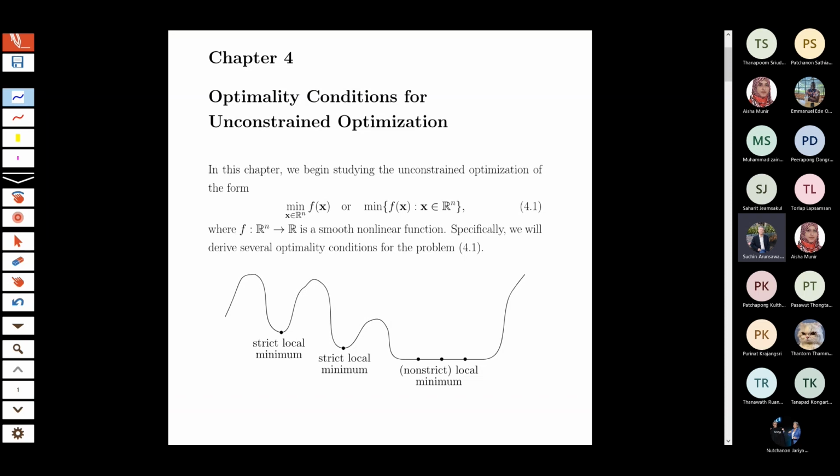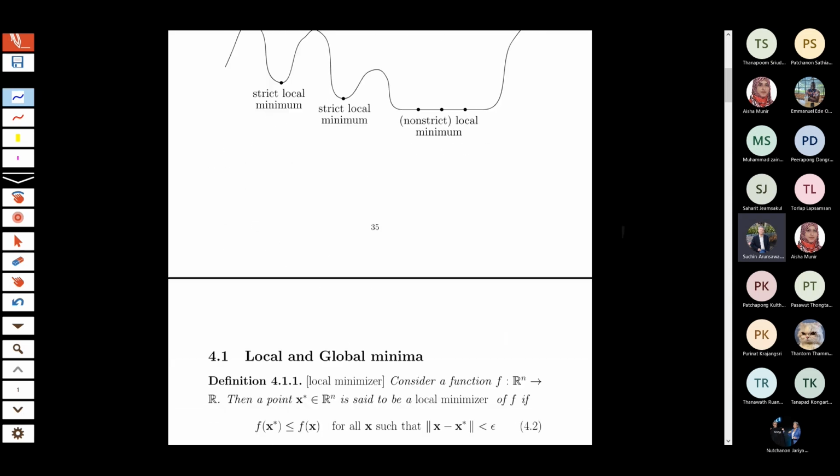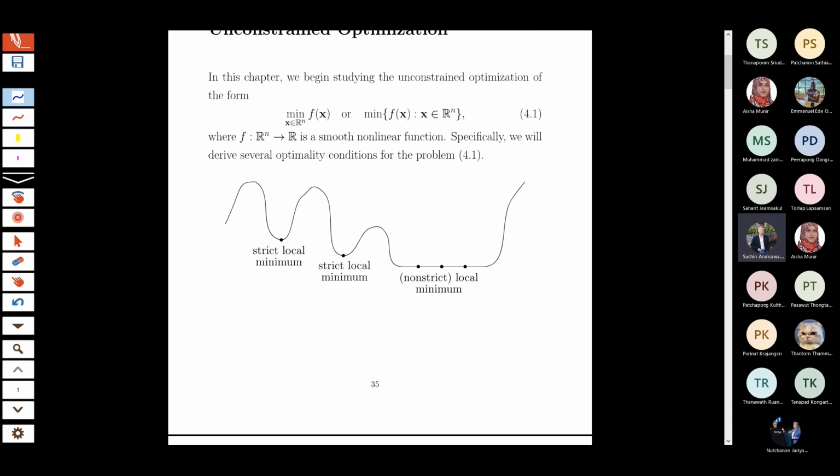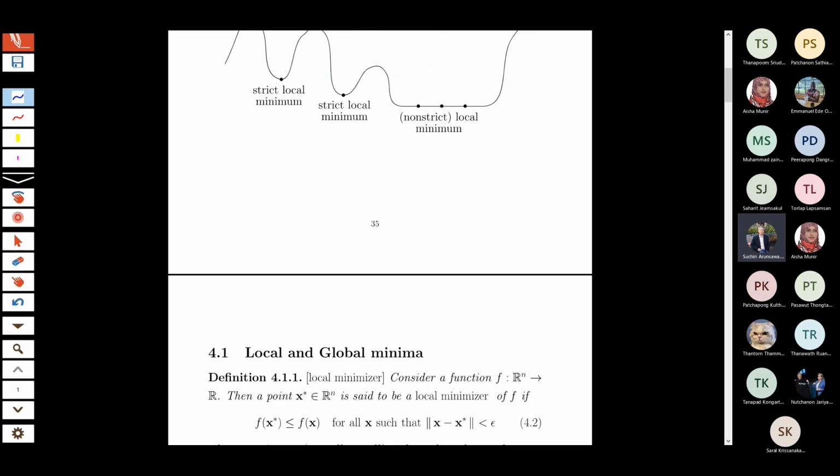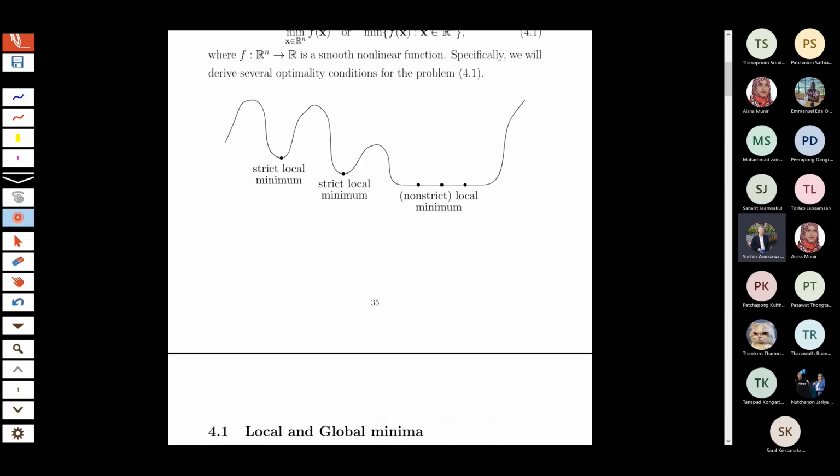What are we doing in this chapter? In this chapter we will derive several optimality conditions for the optimization problem 4.1. Before we do that, there are certain definitions we need to know, and we will use these definitions throughout the proofs this morning.